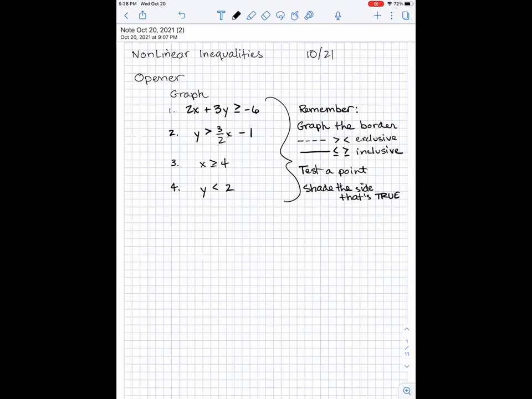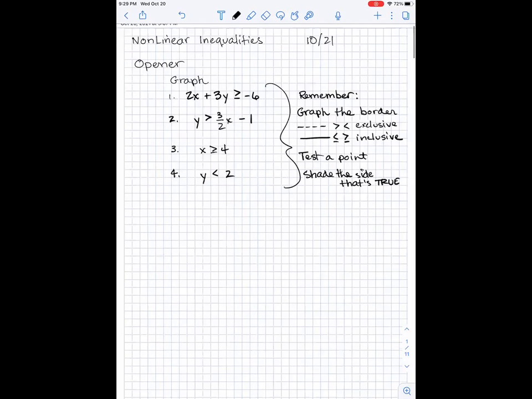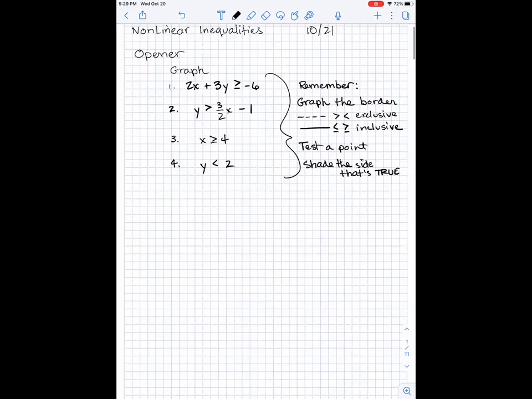So pause the video and do these 4 as an opener, just reviewing how to graph linear inequalities. Okay, so let's go over these.